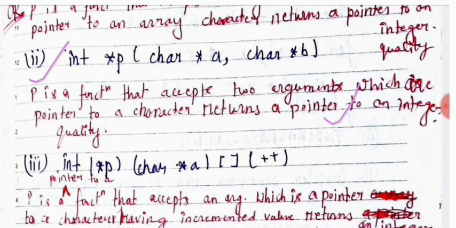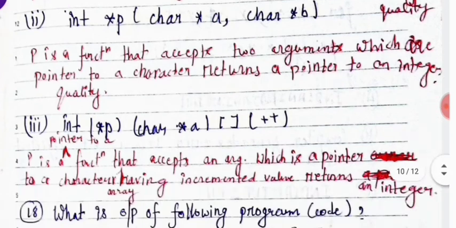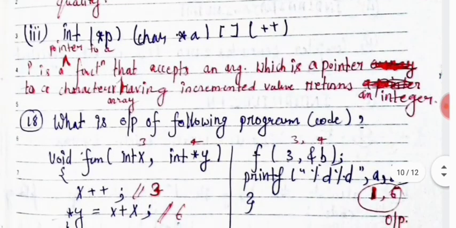Now here the third declaration is defined as int (*p)(char *a[]). The declaration of this pointer is defined as: p is a pointer to a function that accepts an argument which is a pointer to a character array, and returns an integer value. Now come to the next question.